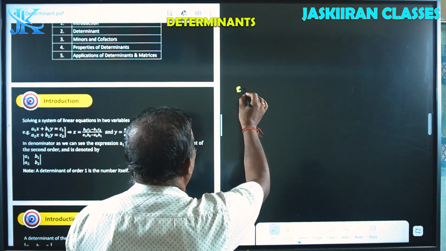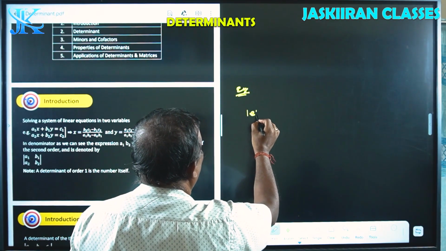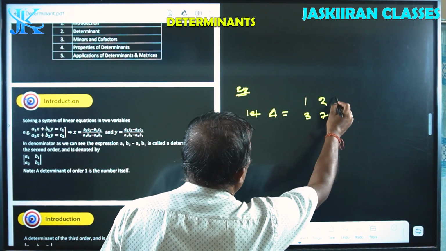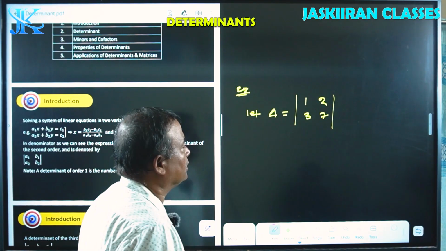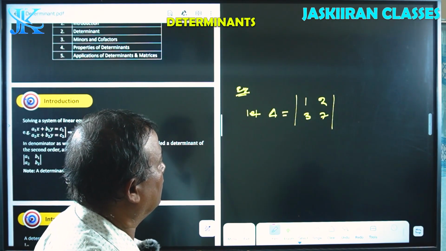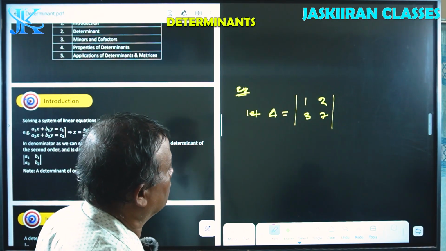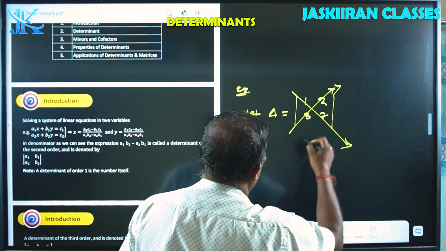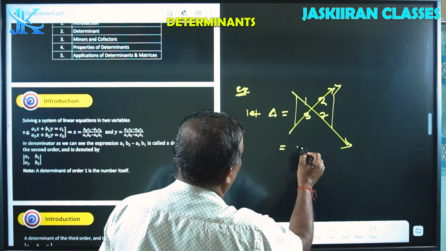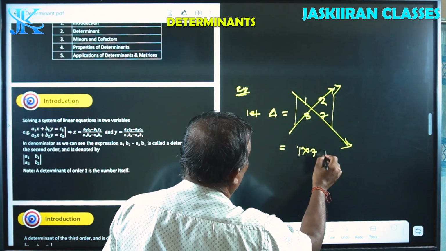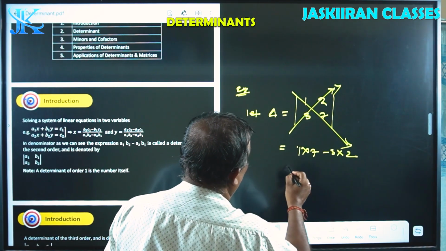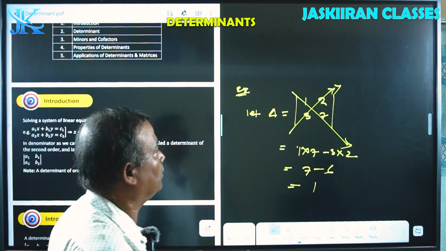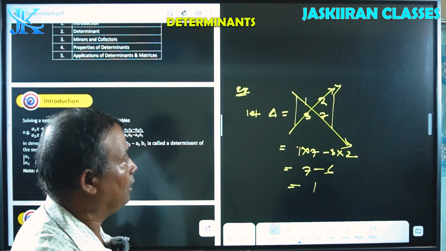As an example, let del equal 1, 2, 3, 7. How do we solve the second order determinant? It is the principal diagonal minus the secondary diagonal, that is 1 into 7 minus 3 into 2. That is 7 minus 6, which is equal to 1. That is the value of the determinant.